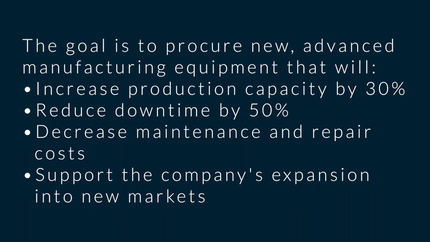So the problem here is that we have outdated equipment and we need to solve that. So let's look at that in terms of the procurement goals, because that is where we're starting. Now, the goal is to procure new advanced manufacturing equipment that will increase production capacity by 30%, reduce downtime by 50%, decrease maintenance and repair costs, and support the company's expansion into new markets.